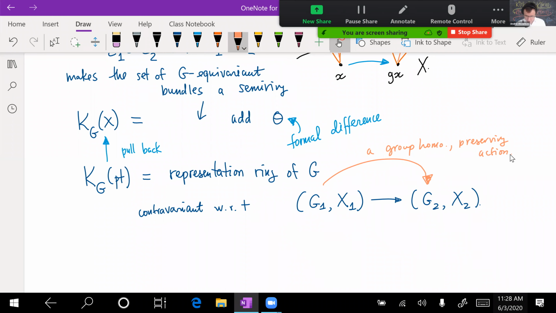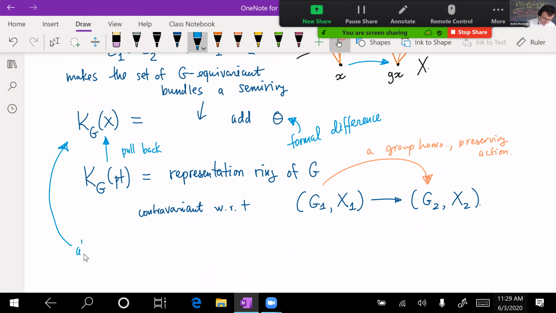So if I have a G2-equivariant bundle over X2, then I can certainly pull it back here, and so that would clearly be a good operation. And so in particular, every space maps to a point, so every K-theory is an algebra over the representation ring, which means this is an algebra.